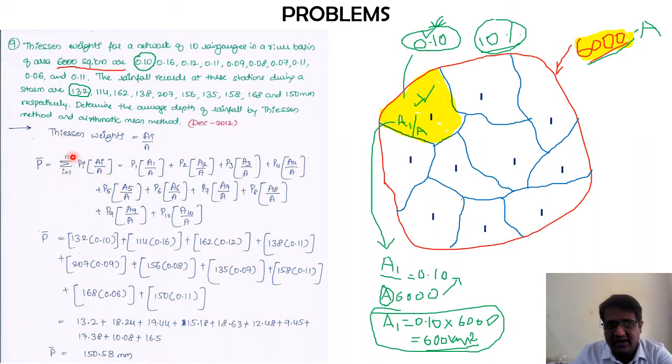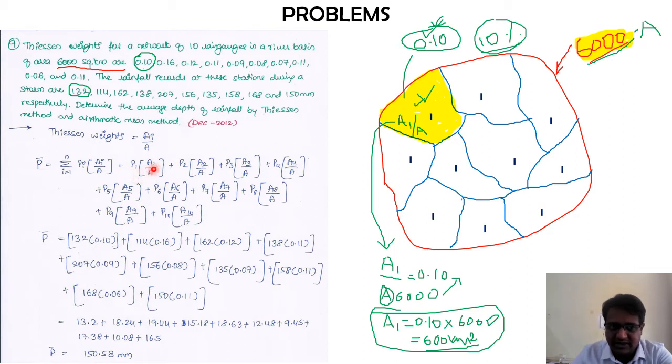N indicates the total number of rain gauge stations in that catchment area, and Pi indicates the individual rainfall data collected from the respective rain gauge stations. So this i, the Pi as well as Ai, will vary from 1 to 10.